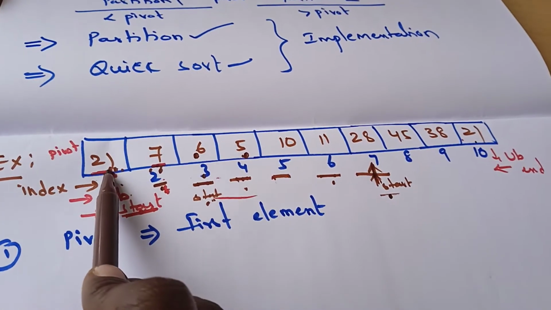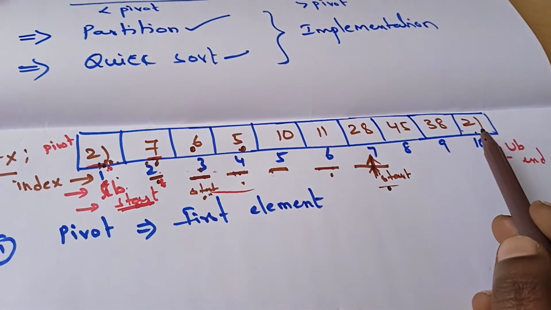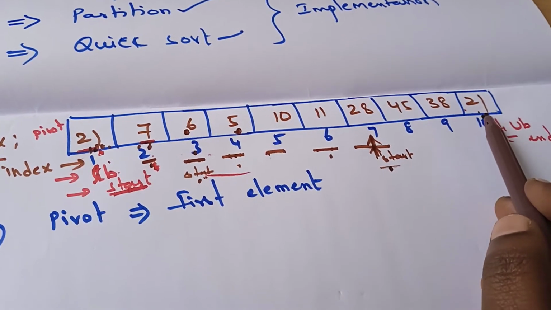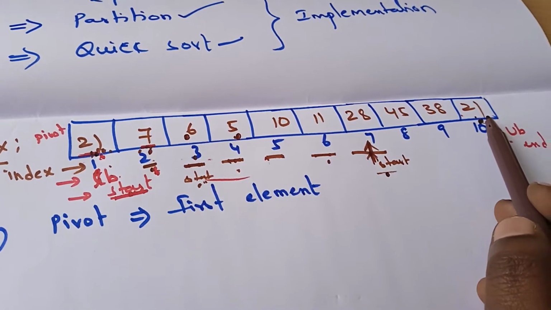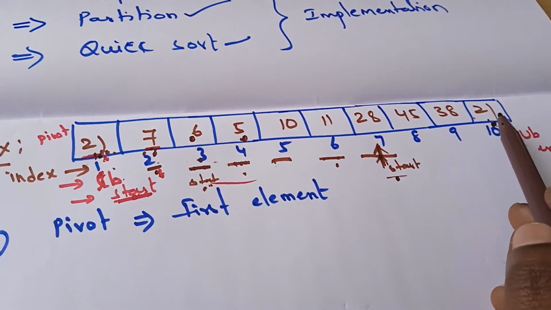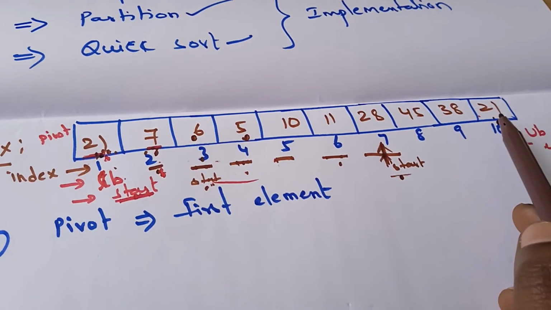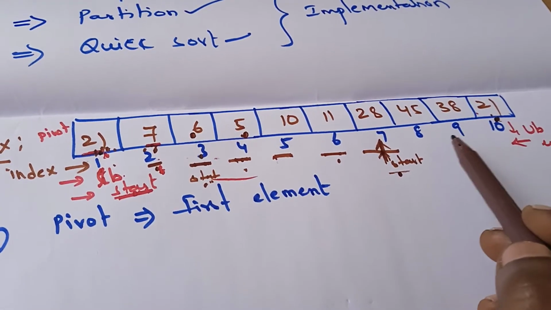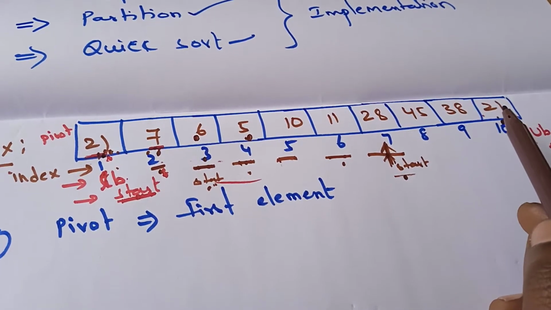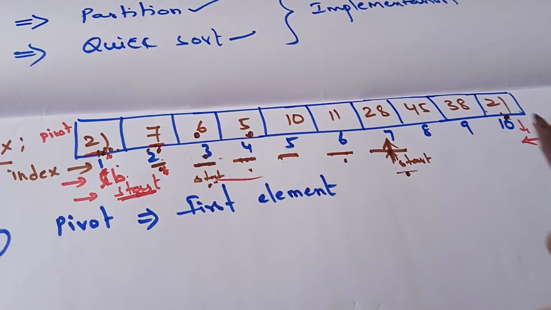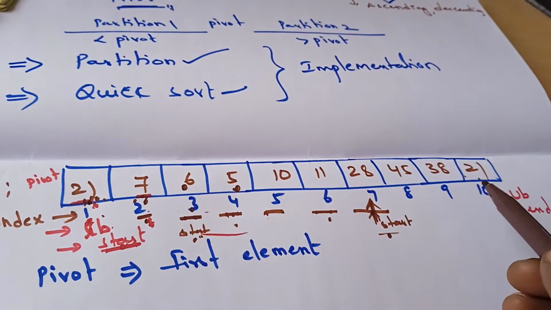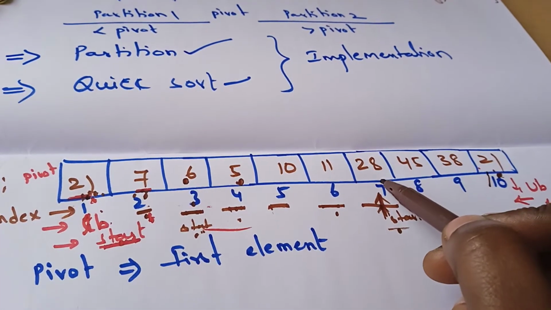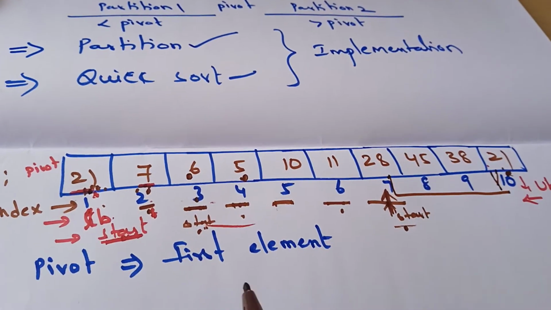Now what is your pivot element? 21. Is 21 lesser than or equal to 21, or greater than 21? It is equal to. So it is not greater. When it is greater you have to move back a bit. Right? Now it is equal to. When it is equal to, what do you have to do? Now you have to swap. Which number do you have to swap? 21 will come here and 28 will go here.